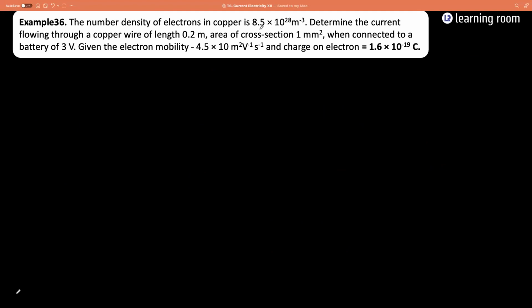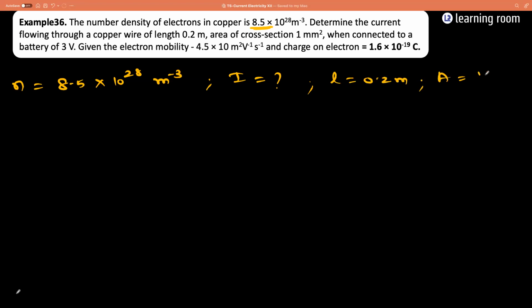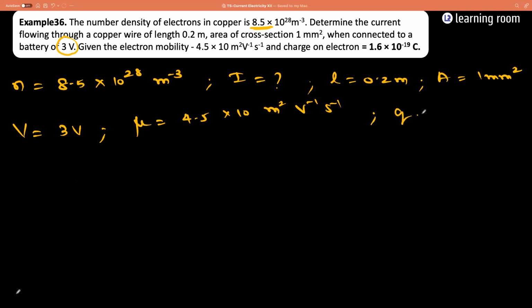Next. The number density of electrons in copper is 8.5 into 10 power 28 per meter cube. Determine the current flowing through the copper wire of length 0.2 meter and cross-sectional area 1 millimeter square when connected to a battery of potential difference 3 volt. Mu is equal to 4.5 into 10 meter square volt inverse second inverse, and charge is 1.6 into 10 power minus 19.